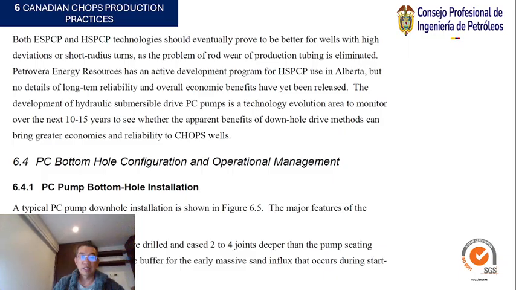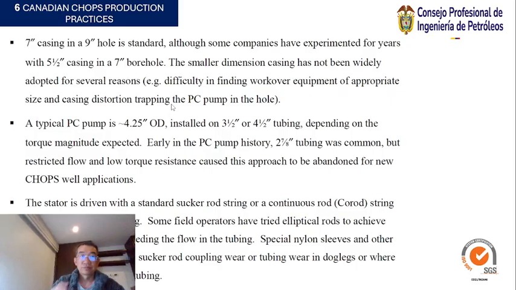Chop wells usually are drilled and cased 2 to 4 joints deeper than the pump setting location to provide some buffer for the early massive sand influx that occurs during startup. 7-inch casing in a 9-inch hole is standard, although some companies have experimented for years with 5.5-inch casing in a 7-inch borehole.